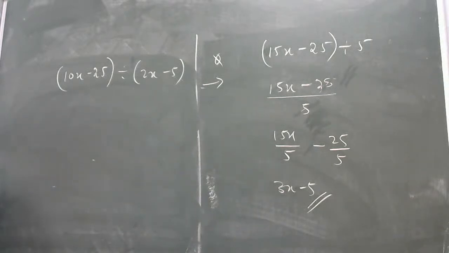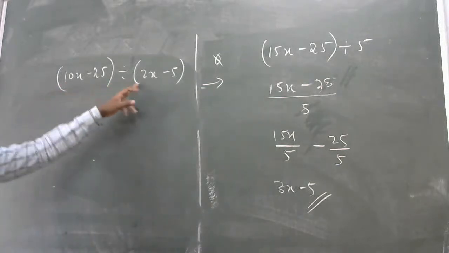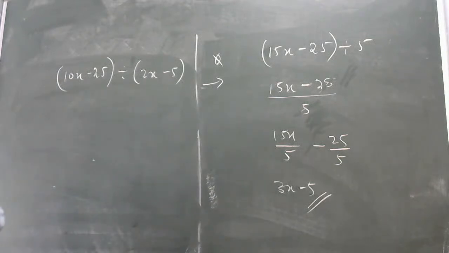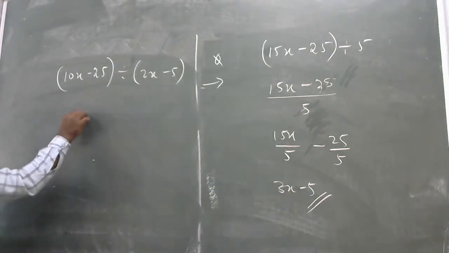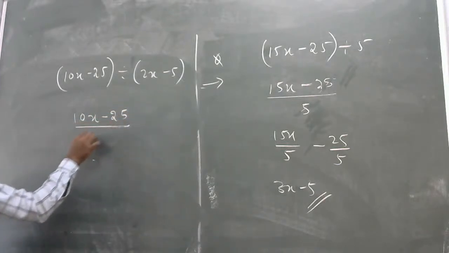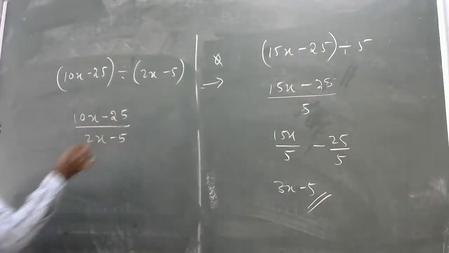See, whenever you are having two terms in denominators, directly we cannot cancel this term with this and this term with this. So what do we have to do? Term wise only you have to cancel. Already we have done this one. 5x minus 5x. So 10x minus 25 divided by 2x minus 5.